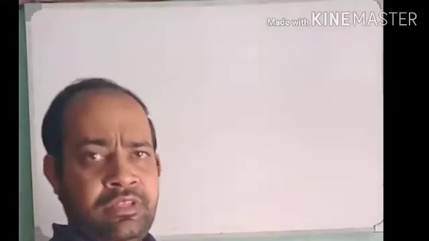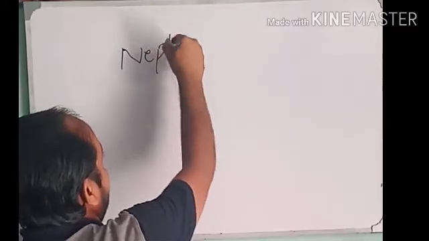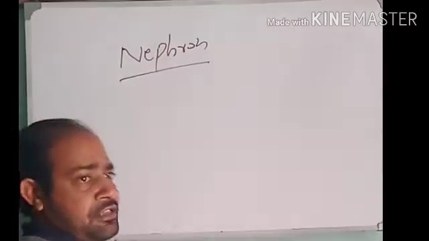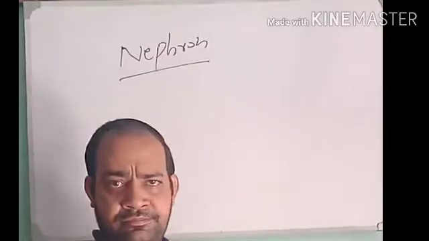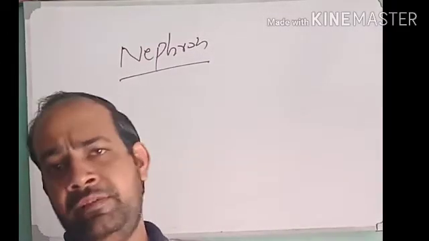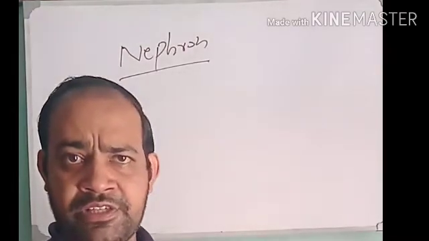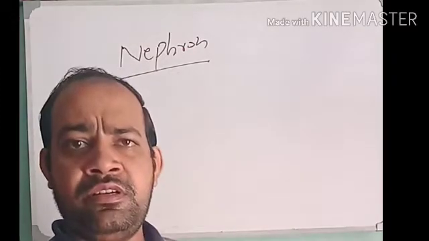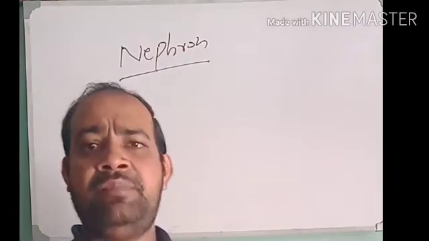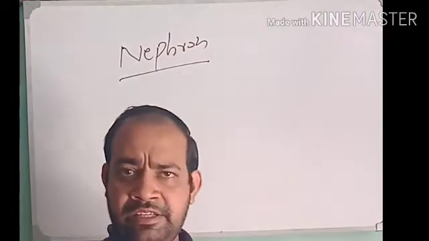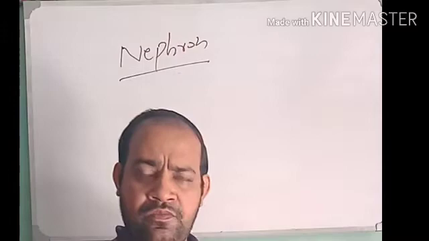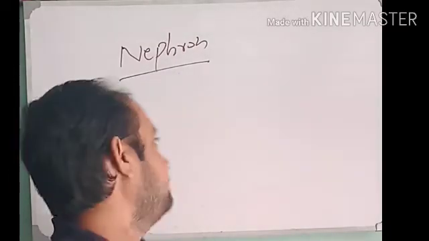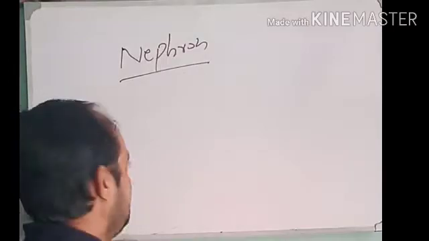Today I will tell you about the nephron and its structure. Nephron is called the structural and functional unit of the kidney. The function and structure of the kidney depend upon the function and structure of the nephron. These are very small structures which, many together, make a big structure, a kidney. In one kidney there are about 1 million nephrons. The structure of the nephron is like this.